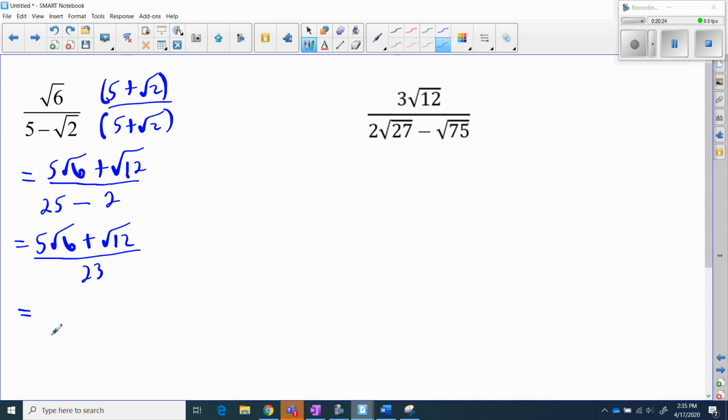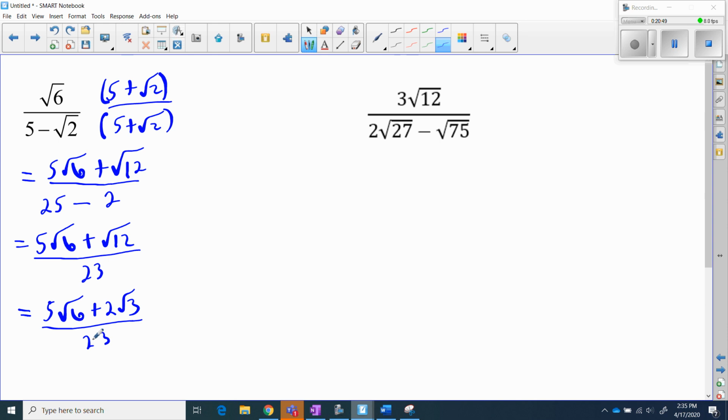One tiny little bit of reducing we'd have left to do. So this doesn't reduce, the numbers in front don't reduce, that radical doesn't reduce, but radical 12 is not in the simplest form. So I have to reduce it. 5 radical 6 plus 2 radical 3 divided by 23. 5, 2, and 23. Nothing divides into all of those. We are in simplest form.